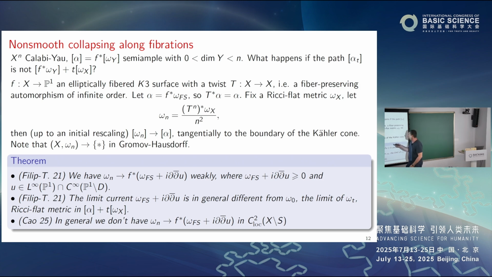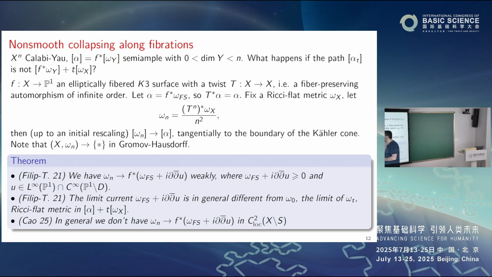The base is P1, so up to scaling just Fubini's 2D metric. And because the twist preserves the fibers, this pulls back to itself. And if you fix a Ricci flat metric, again, unit volume if you want, you can now iterate this automorphism. This automorphism has some kind of interesting dynamical behavior because it has infinite order.